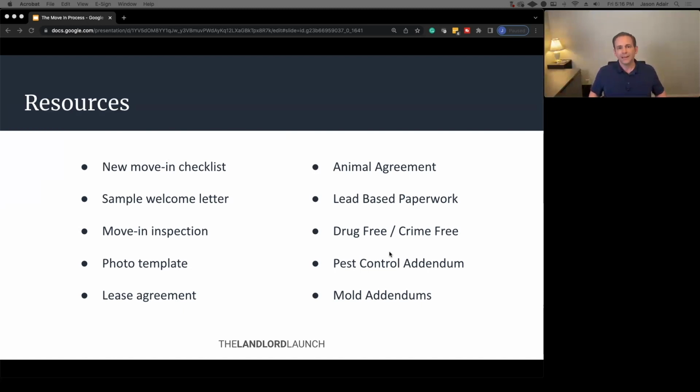In the next section, we will start dealing with resident management, resident retention, the maintenance management process, rent collections, evictions, all those things that we have to work with the resident during the course of their lease.